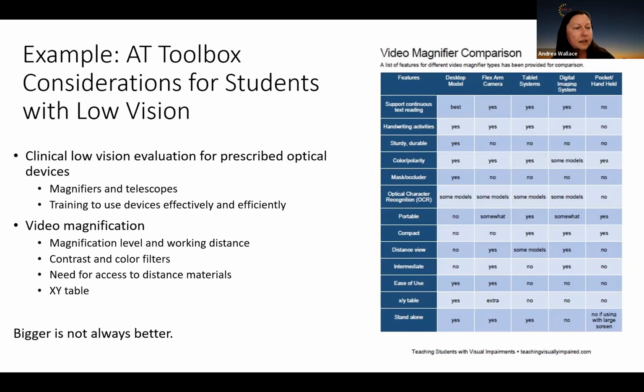So on the slide, we have some example considerations for students with low vision of what we need to think about when we're filling those students' toolbox. So number 1 is students with low vision should have a clinical low vision evaluation for prescribed optical devices, such as magnifiers and telescopes. It's so imperative that they see a clinical low vision specialist to make sure that their glasses are meeting their needs, that their vision is being enhanced to the best that it can be through the use of optical devices that are prescribed. So that's really important. And then the second part to that, though, is that these students receive training to use these devices effectively and efficiently.